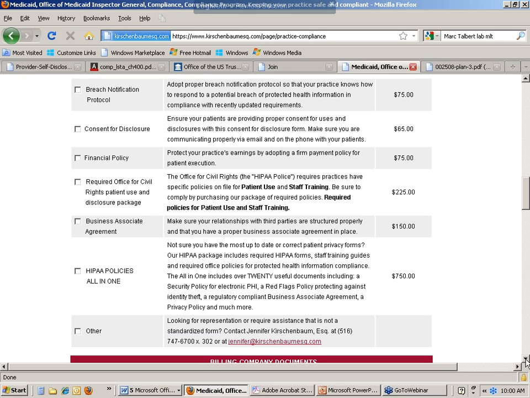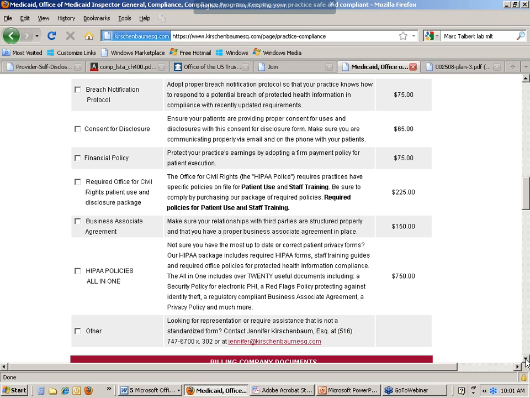This is required. This is a packet, basically. It doesn't come in packet form, but it's about 10 or 15 policies that we know are required by the Office for Civil Rights. How do we know that? Because we deal with them on a regular basis representing clients, and they tell us you must have an access to medical records policy on file. You must have an amendment document policy on file for patients. So we give you all the policies that we know are required, and it's a flat rate. It's about 10 or 15 policies.